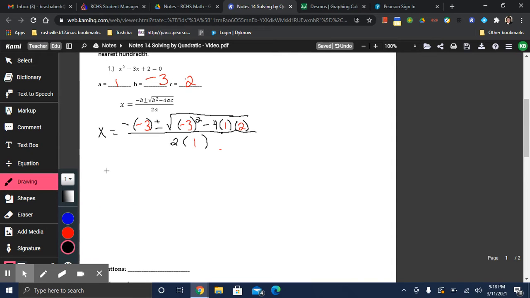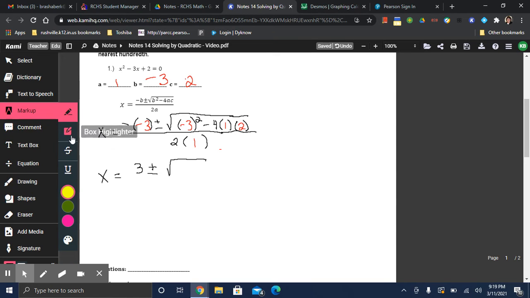So we need to go slowly. We're going to do one thing at a time. So your double negative is a positive 3, then the plus or minus, and we'll explain that in a little bit. Then draw your square root. Now, you don't have to draw it quite as long this time because we're going to use the calculator to work on this part of the quadratic formula.